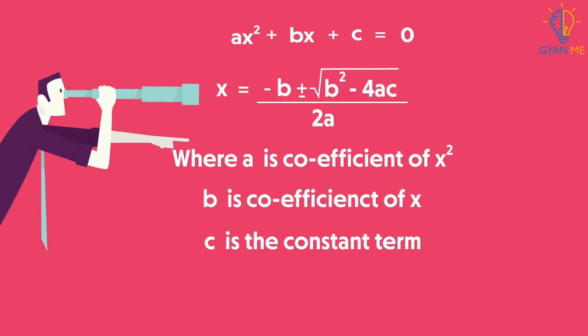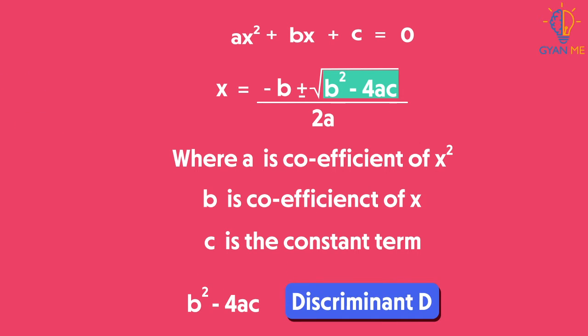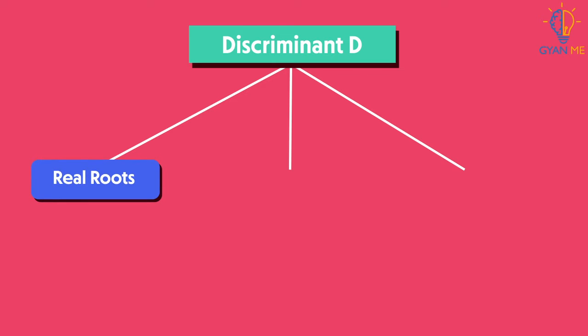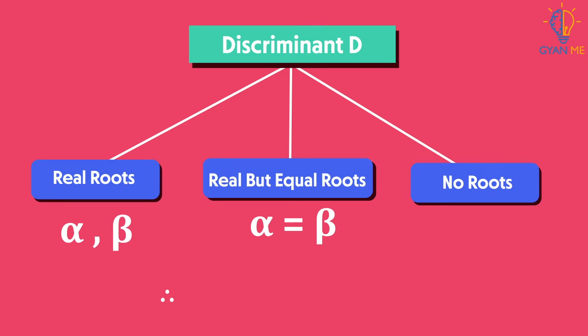Now students, observe carefully the term which is present under the square root. Yes, it is b square minus 4ac. This expression is called the discriminant D for the given equation ax square plus bx plus c equal to 0. It is called the discriminant because it can discriminate and tell us whether the equation has real and distinct roots, real but equal roots, or no roots. Therefore, the discriminant D of a quadratic equation is equal to b square minus 4ac.